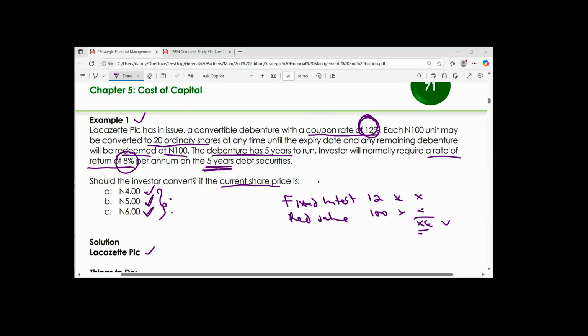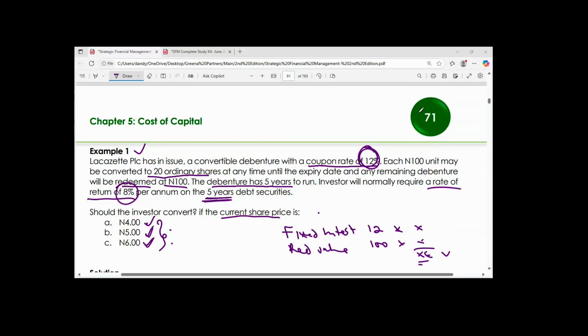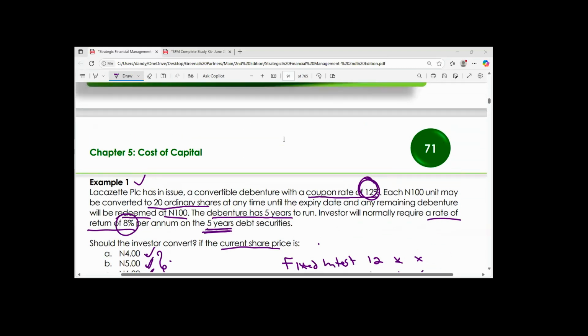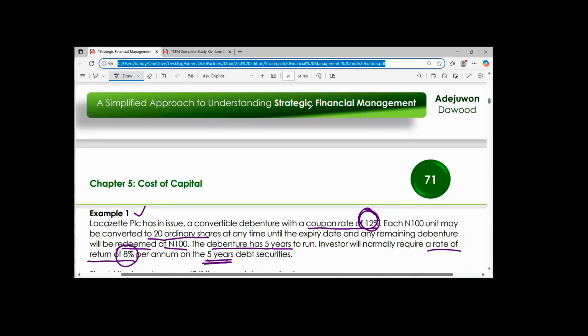Because I'm seeing page 71 here. Page 71 should be something else, another topic. I'm seeing 71 on top of this example one. This one is different, this is the Golden Book. This is the Strategic Financial Management Golden Book. It's a textbook. You can see this one is showing about 765 pages. How can we get this?